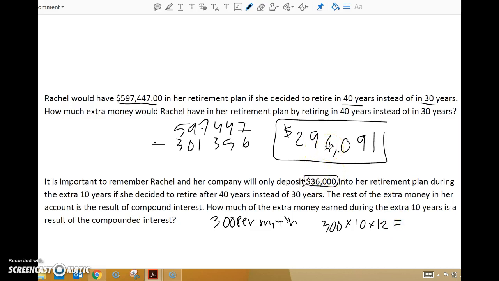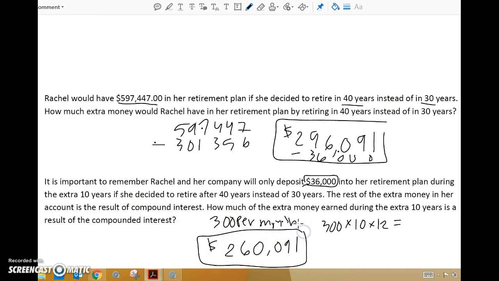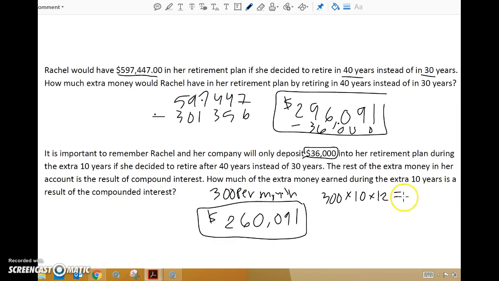Where did all the extra come from? In pure interest, then, we would subtract $36,000 from this extra amount. She earned in pure interest, just those extra 10 years, about $260,091. So starting early to save for retirement really pays off because your money has a lot more time to compound. And that's the whole point of this assignment: helping you notice how much of a difference time makes in your retirement.